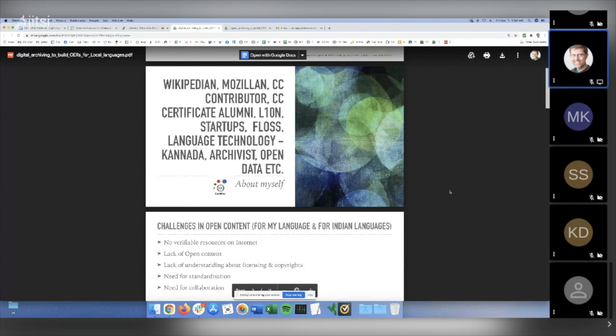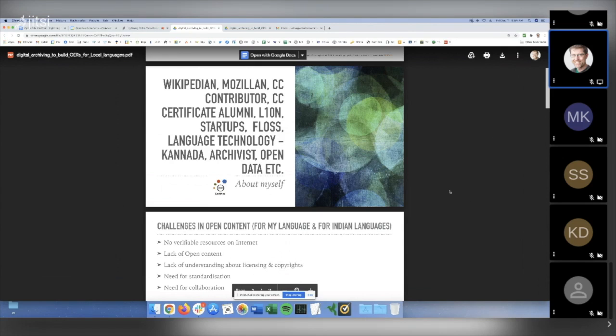I'm a Wikipedian, Mozillan. I've been contributing to CC. I'm currently a CC certificate alumni. I contributed to alternate projects, Mozilla, LibreOffice, etc. And currently I'm building my own startup. I've been a strong supporter for FLOSS. I've been building language technologies for my native language, that is Kannada.